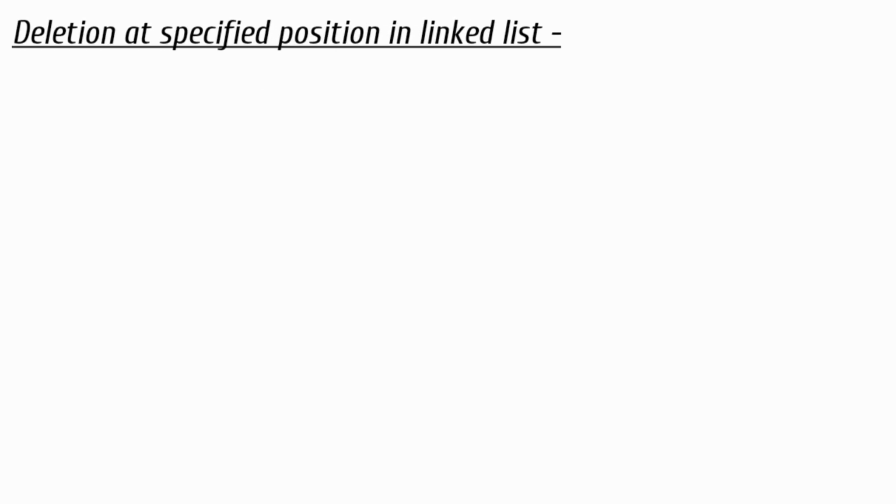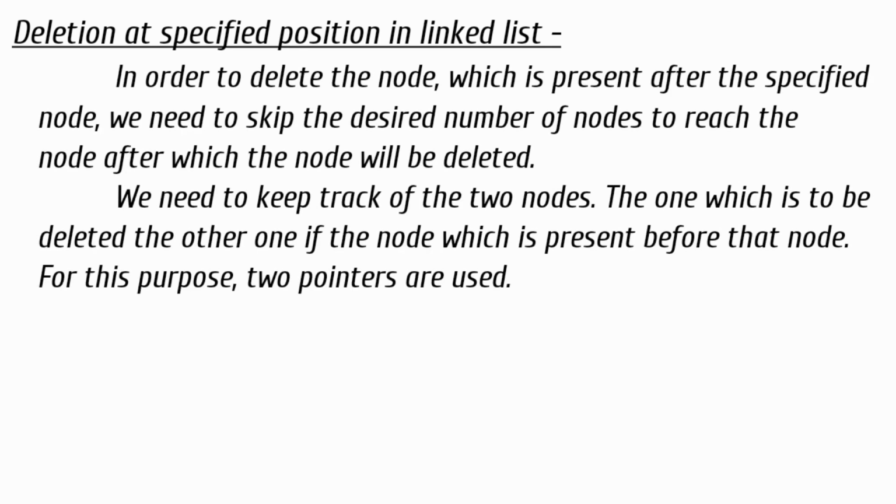Deletion at a specified position in a linked list. In order to delete the node which is present after the specified node, we need to skip the desired number of nodes to reach the node after which the node will be deleted. We need to keep track of two nodes: the one which is to be deleted, and the other one is the node which is present before that node. For this purpose, 2 pointers are used.